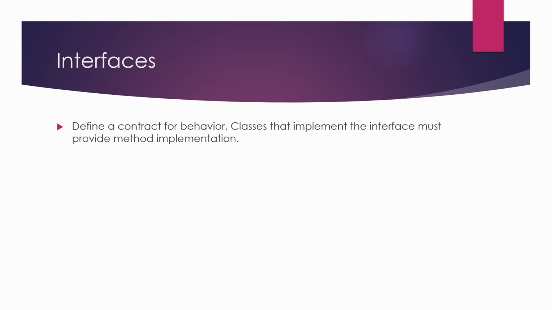Next, let's talk about interfaces. An interface defines a contract of behavior. Unlike abstract classes, interfaces don't provide any implementation. Any class that implements an interface must provide the behavior specified in the interface. This is useful when you need to enforce a specific set of methods across different classes without tying them to a common ancestor.